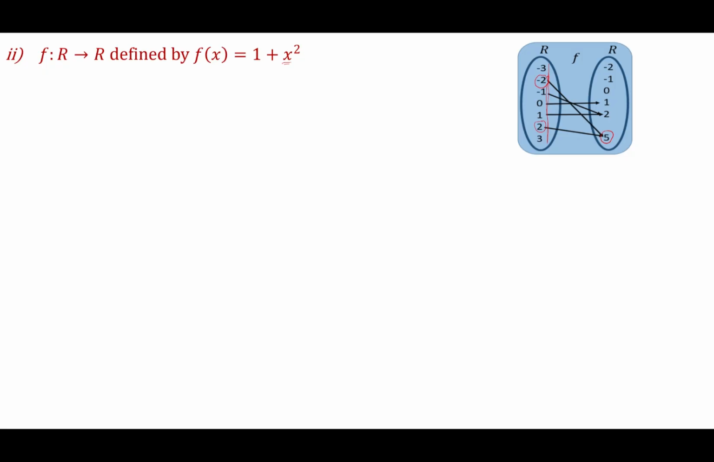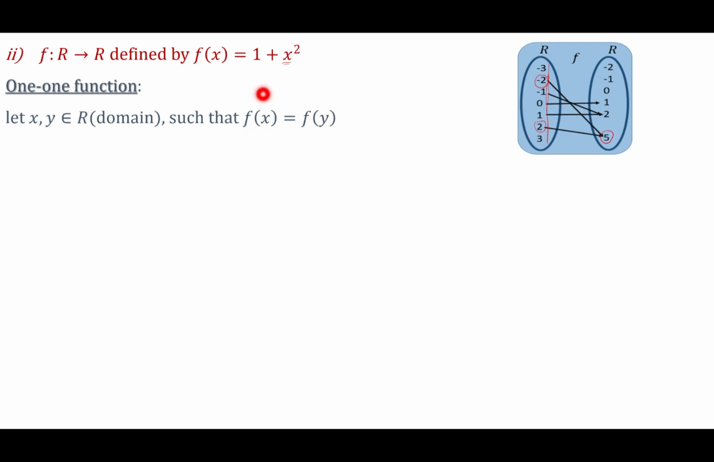Now, two elements of set A or of domain have one image. If two elements have one image, that means it is not a 1-1 function. Let us prove it. For 1-1 function, let x, y belong to domain such that f of x is equal to f of y. Now, what is f of x? 1 plus x square. And what is f of y? 1 plus y square. So 1 plus x square is equal to 1 plus y square. So this plus 1 gets cancelled, because if I switch 1 to the other side, it becomes negative, so it becomes 0. So x square is equal to y square.